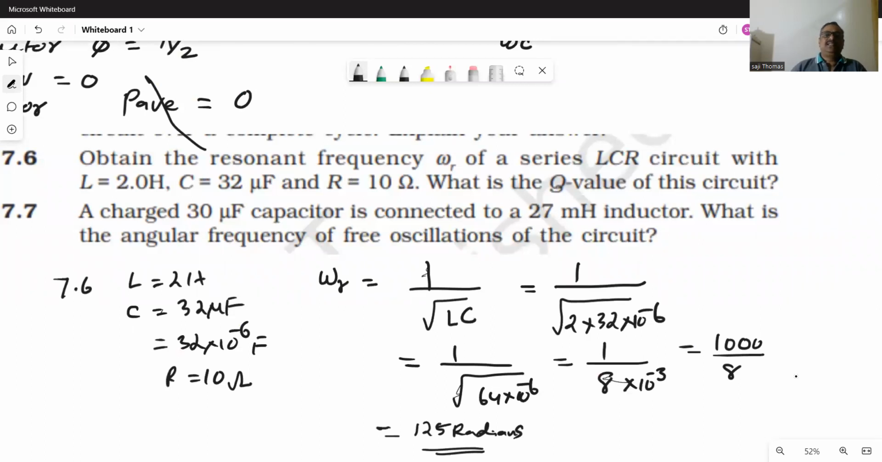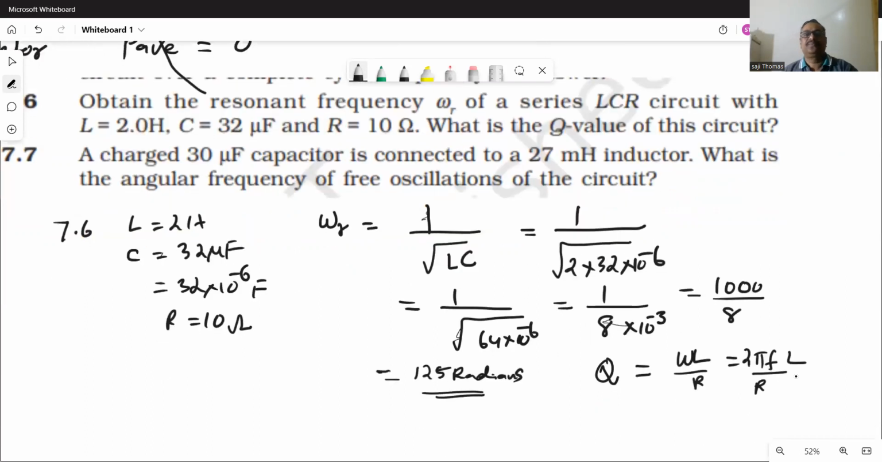Okay. Now, what is the second factor? What is the Q factor of this circuit? What is the equation for the Q value? Q is omega L by R. Omega is 2 pi F, the angular frequency. Just put the values and find out. Omega you found out 125, into L which is 2, divided by R. R is given as 10. So you will get 25. And quality factor has no unit.